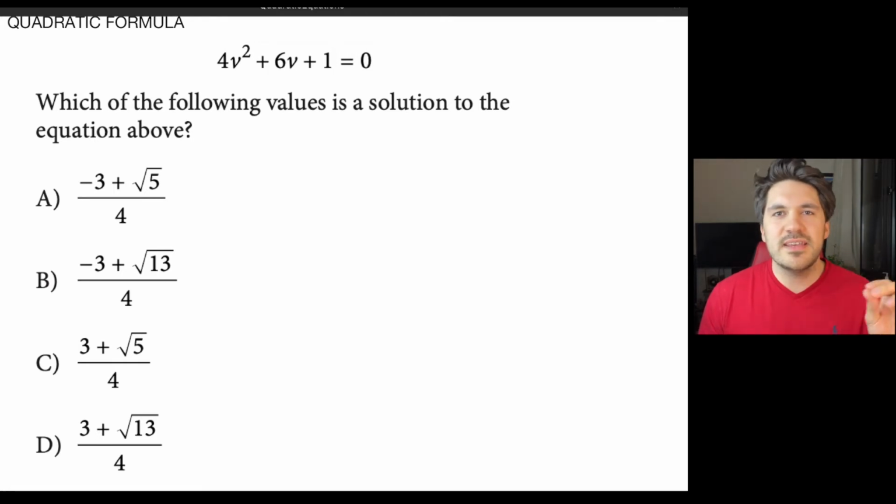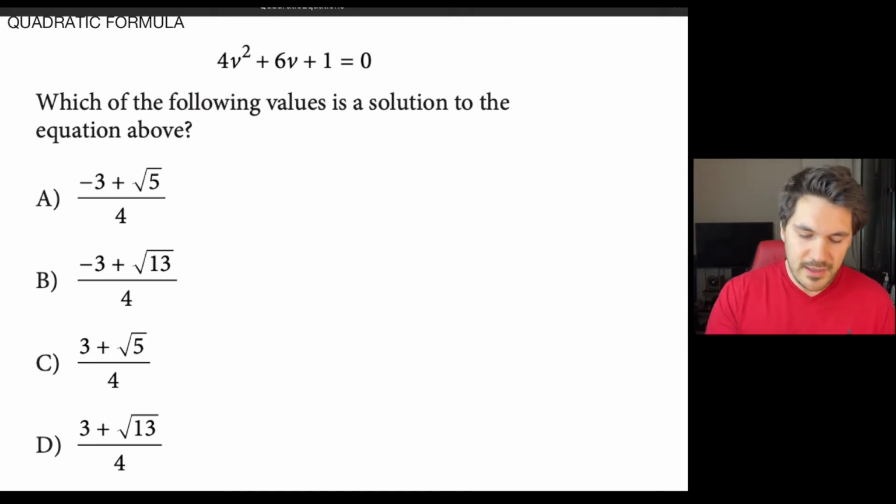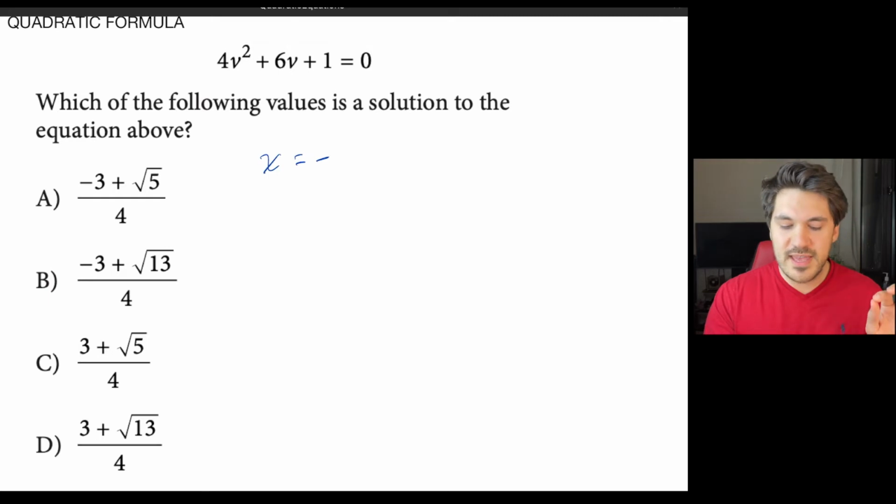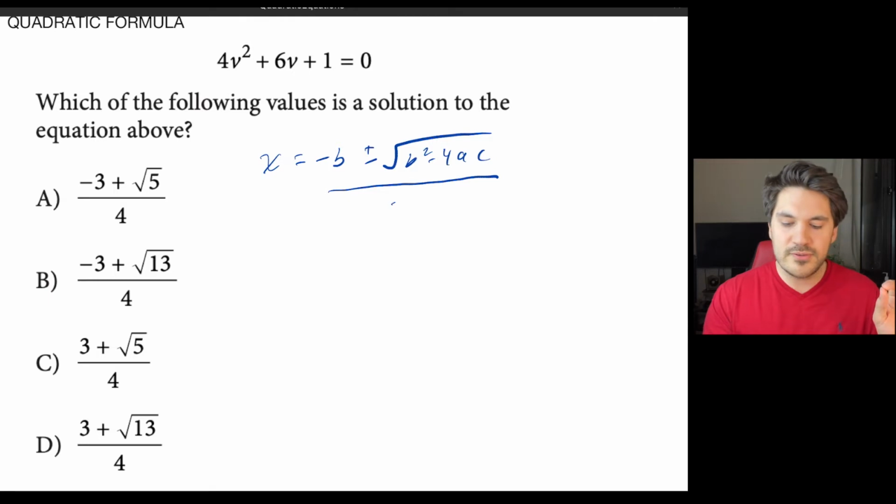x equals negative b plus or minus the square root of b squared minus 4ac all over 2a. So again, that's x equals negative b plus or minus the square root of b squared minus 4ac all over 2a.